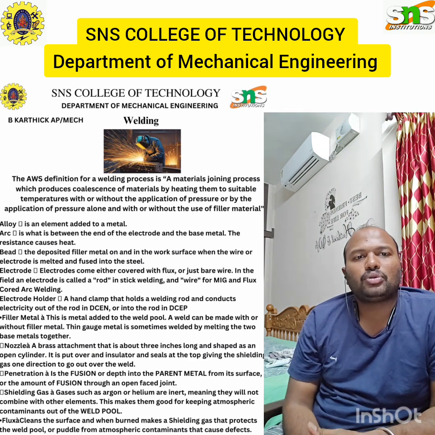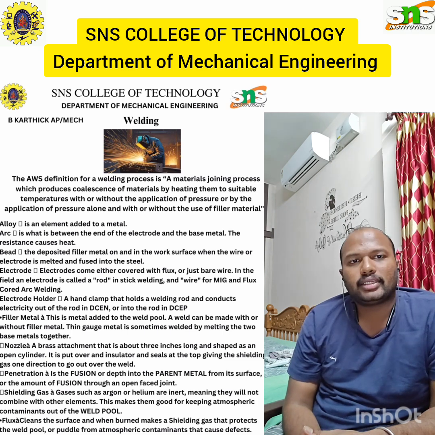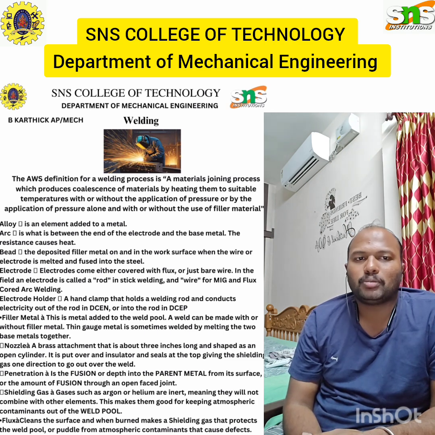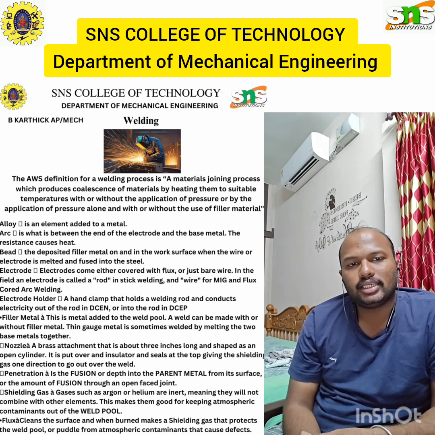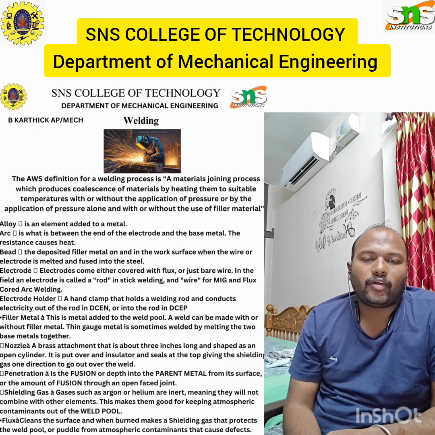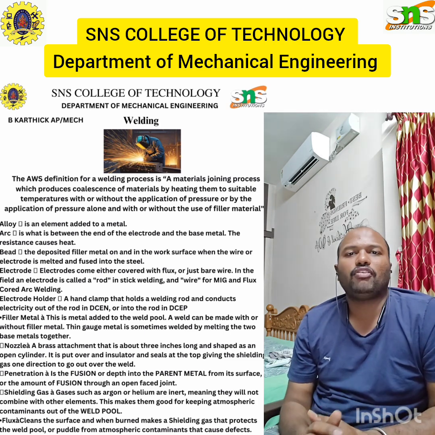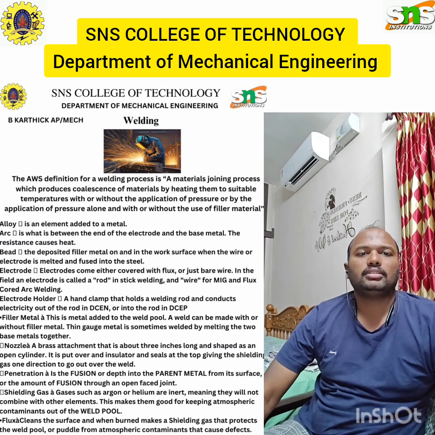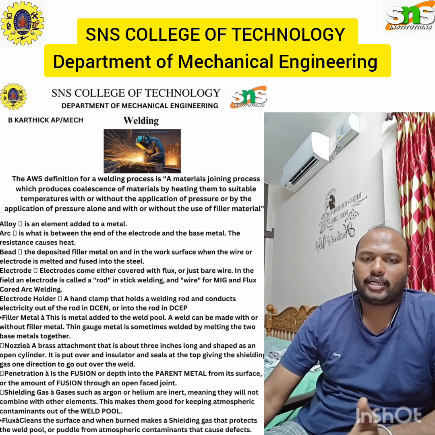The electrode is composed of two parts. The first is the core rod or metal filler, which carries the welding current and becomes a part of the weld. The second is the flux coating. It produces a shielding gas and can provide additional filler. The third important thing is that it forms a slag, and this slag helps to create the shielding gas.